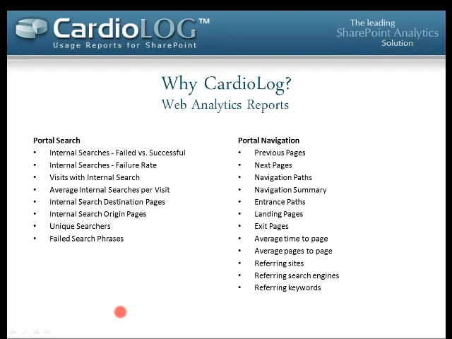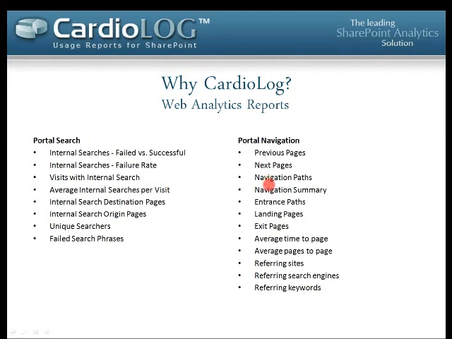Two other report categories are the portal search and portal navigation. In portal search, we offer the number of internal searches failed versus successful, failure rate, visits with internal search, the search destination pages, where did people go from search results, search origin pages, where did visitors submit the search query, the number of unique searchers, and failed search phrases.